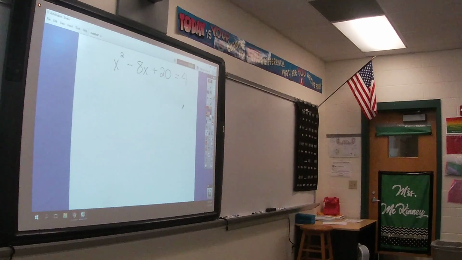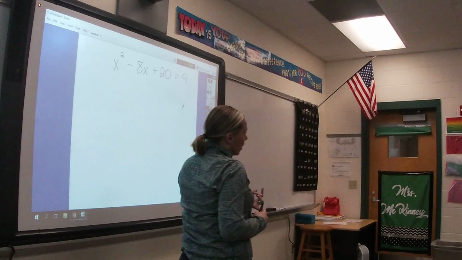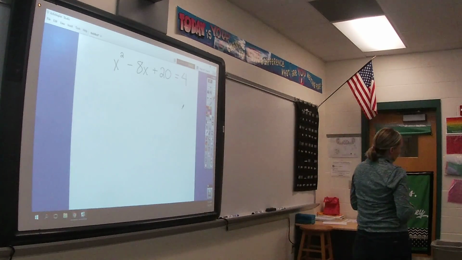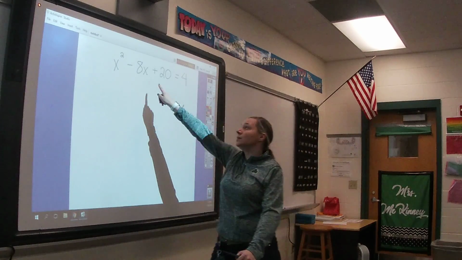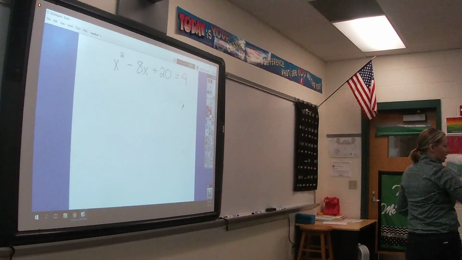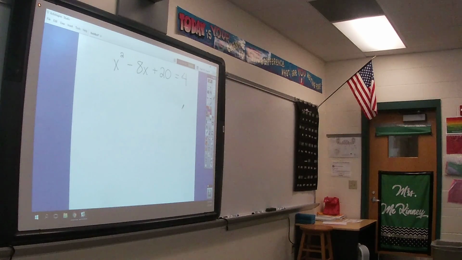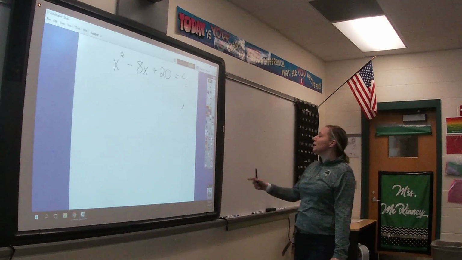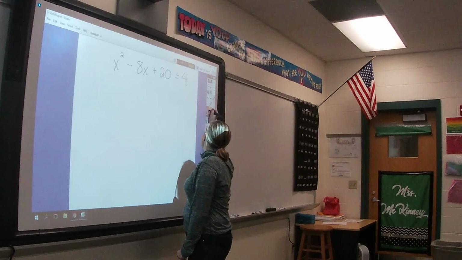So our options are either to decide that we can't solve it by factoring. Unfortunately, that's a problem today because we can't solve this by taking a square root because it has an x to the first power in it. And we can't solve it by graphing because graphing also requires it to equal 0. So we're kind of stumped. We have to make it equal 0. So how do we move this 4?